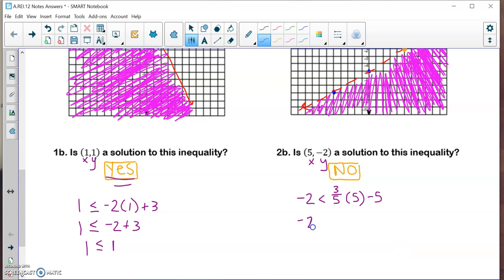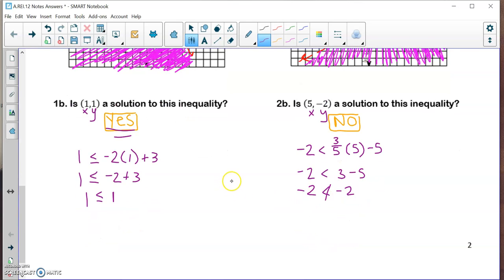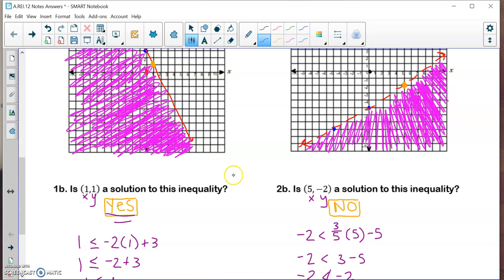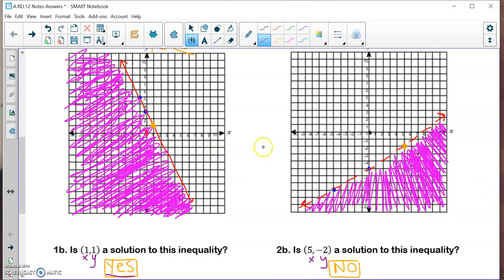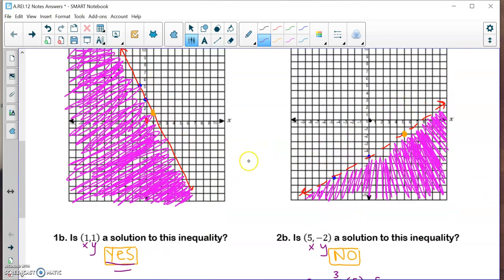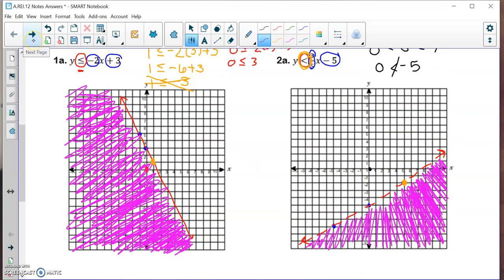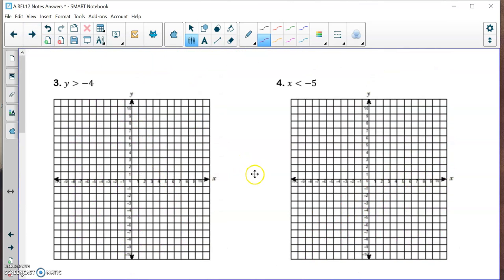And in this situation, you would wind up with -2 is less than 3 minus 5, which is -2 less than -2. No, it is not. No, it's not a solution. So either way, you can determine if it's a solution by either looking at the graph or putting the point into your inequality. All right, we're going to move on.